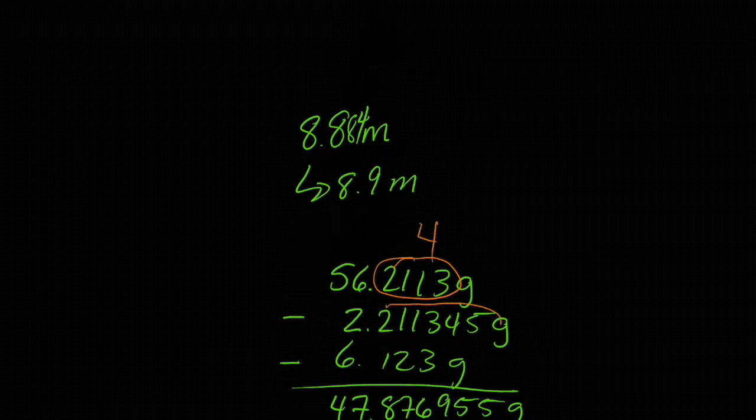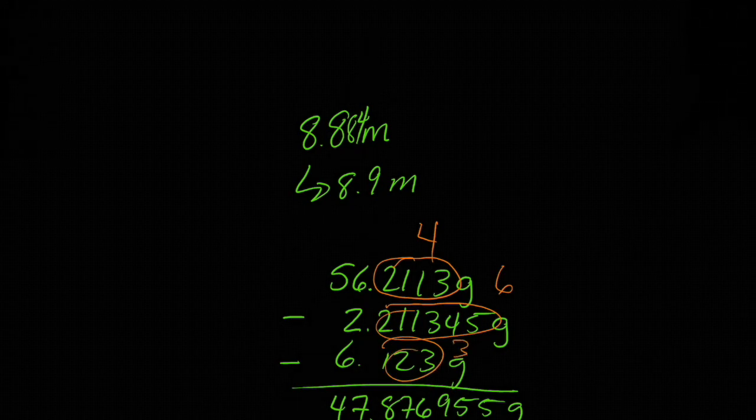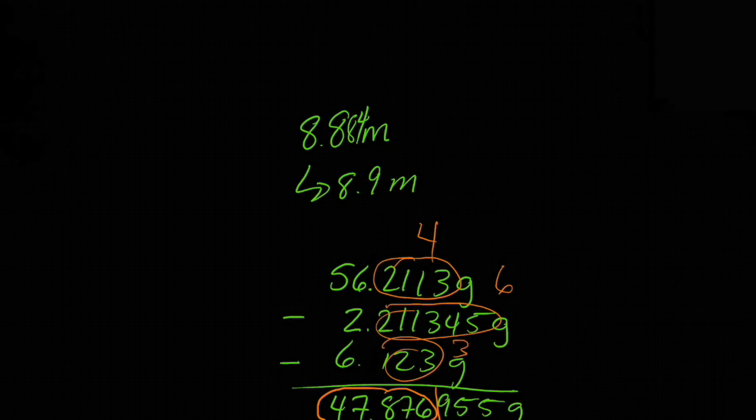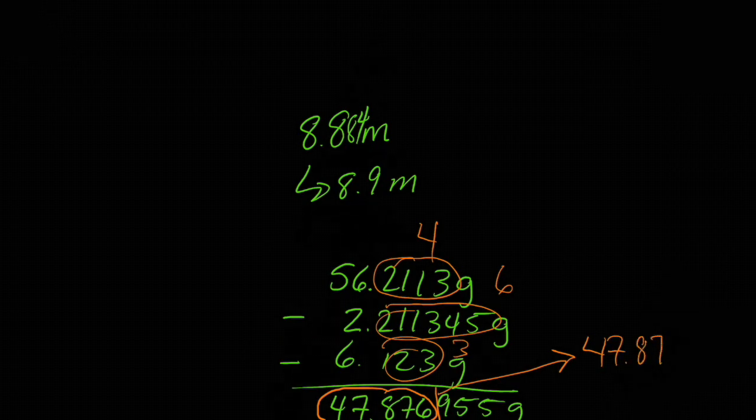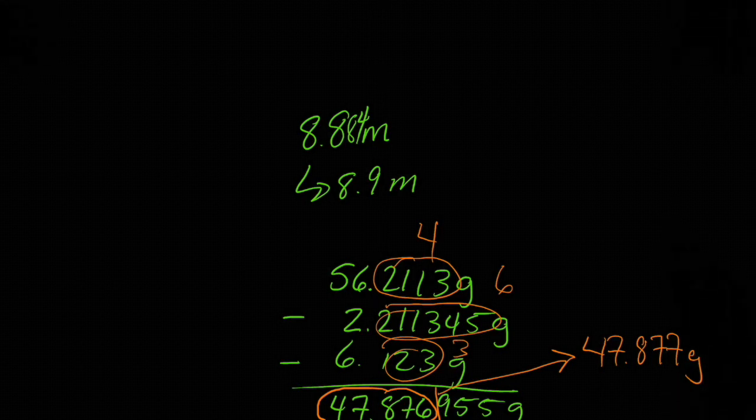Here we have 4, here we have 6, and here we have 3. And the rules for addition and subtraction say that we keep the same number of digits after the decimal as the number that has the smallest number of digits. So in this case, we need to keep 3 after our decimal. So we're going to use all of those numbers right there, but make a decision to round based on the 9. So this answer will be 47.877 grams. That is how you do both of those.